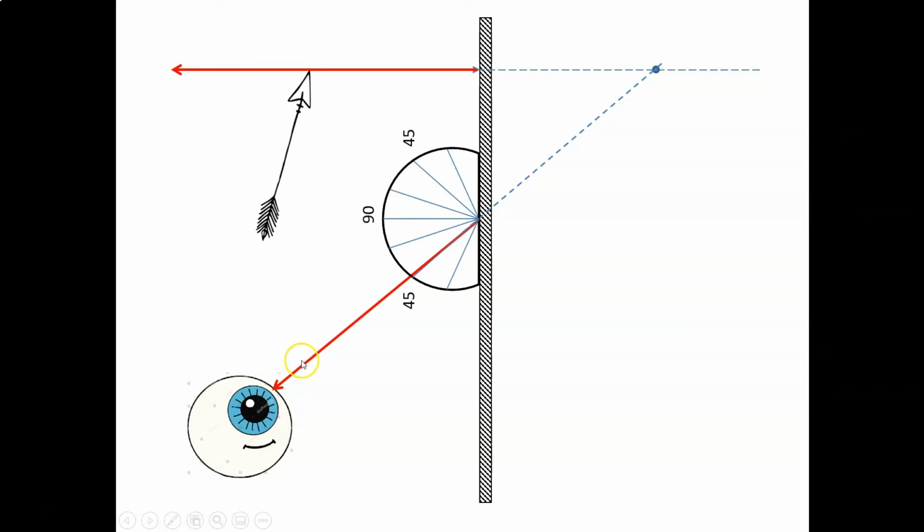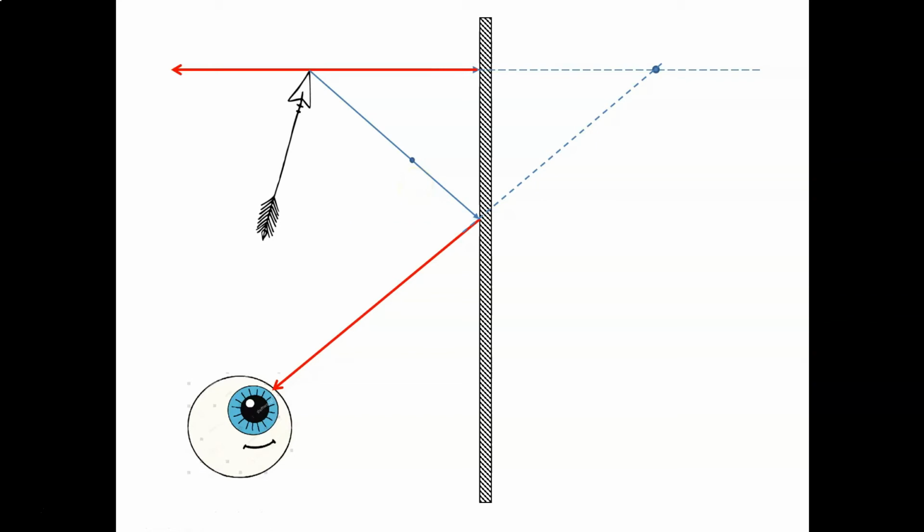So I'll pull my protractor, I'll add my normal, I'll measure my angle of reflection, then I'll add the same angle of incidence, and then I can add my incident ray. Okay, this is my angle of incidence because it's between the incident ray and the mirror. And it's the incident ray because it's the one traveling to the mirror.